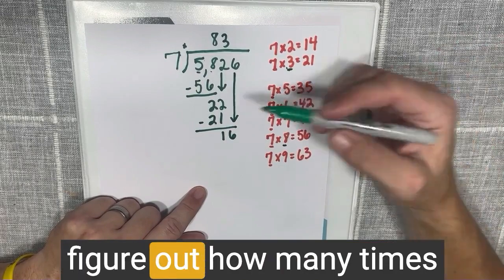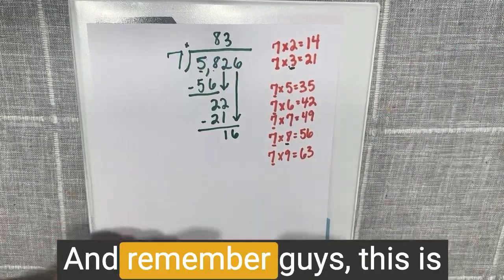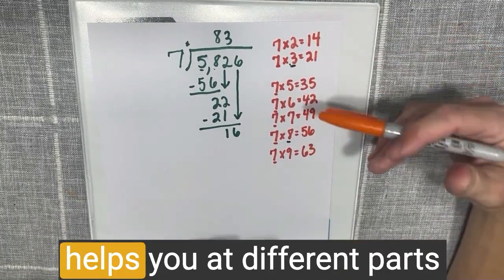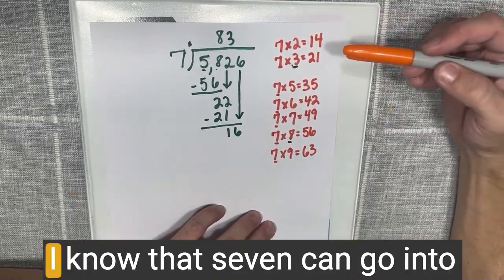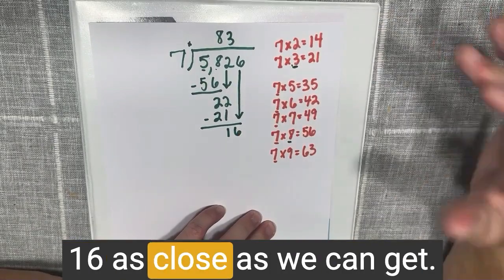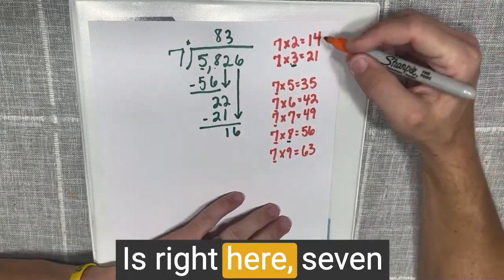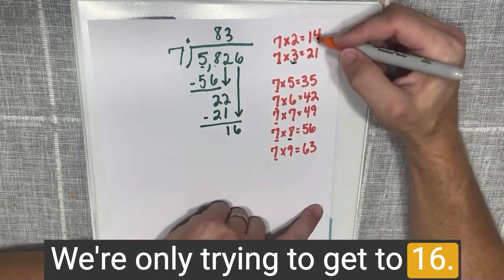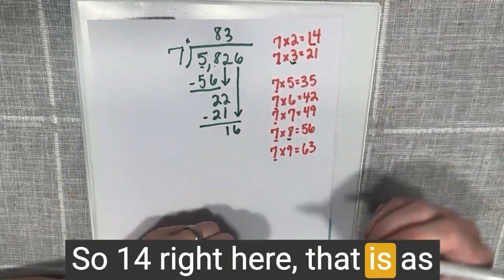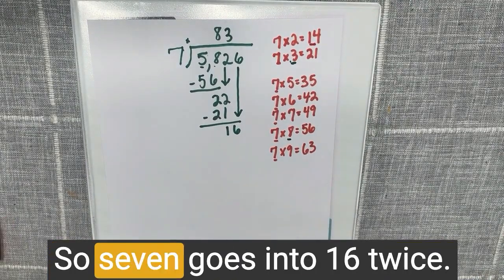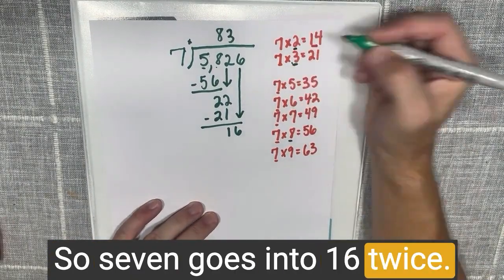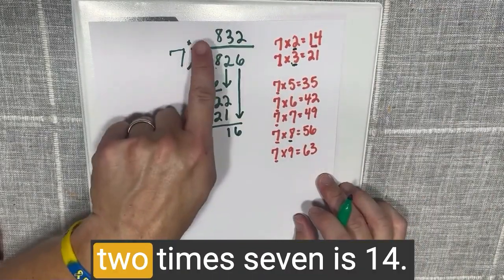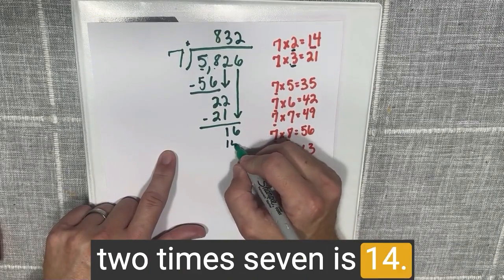So now we're trying to figure out how many times 7 can go into 16. And remember, guys, this is, again, why it's so important. As we write these times tables out on the side, it helps you at different parts of the problem as well. I know that 7 can go into 16. As close as we can get is right here. 7 times 3 is 21. That answer is too big. We're only trying to get to 16. So 14 right here. That is as close as we're going to get. So 7 goes into 16 twice. Okay. And so I'm going to put that 2 right up here. And then remember, 2 times 7 is 14.